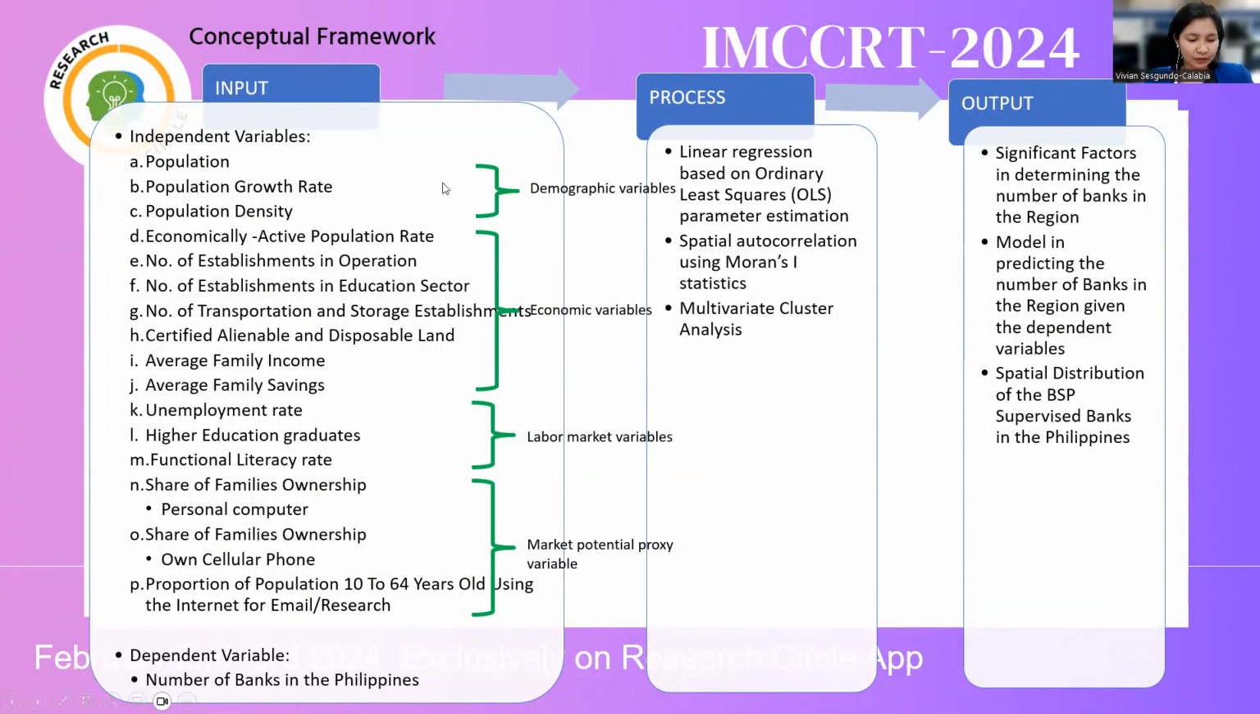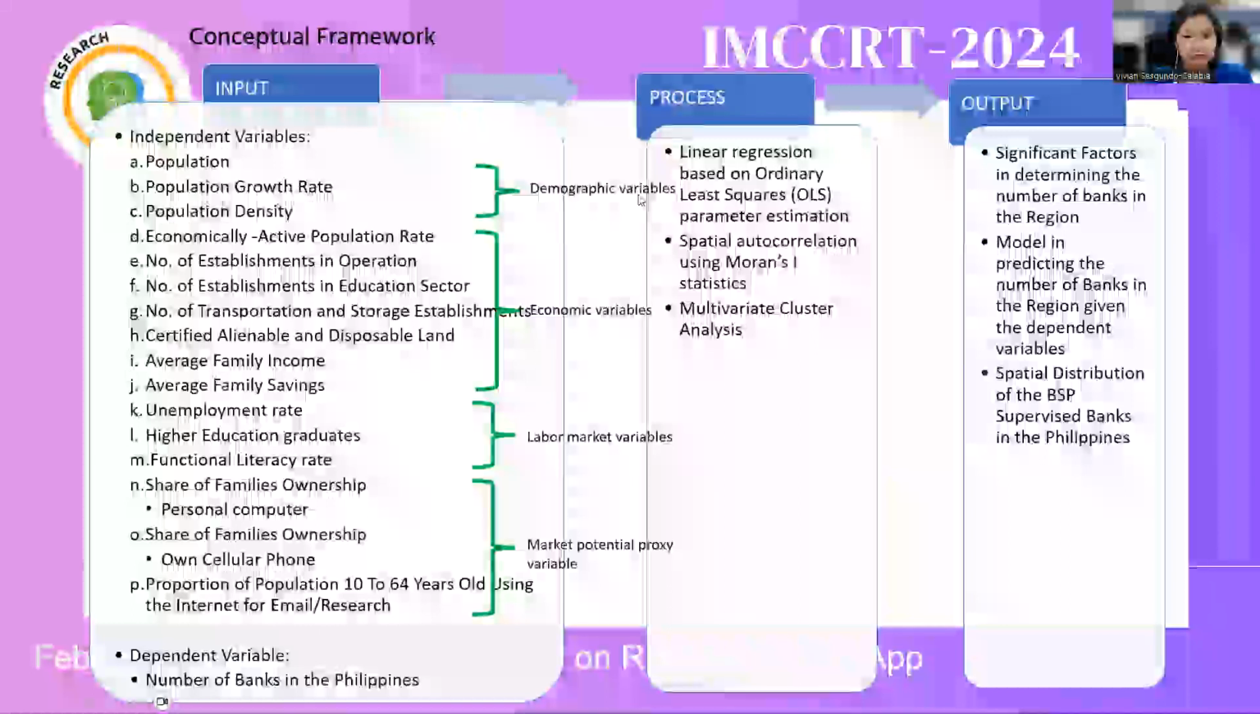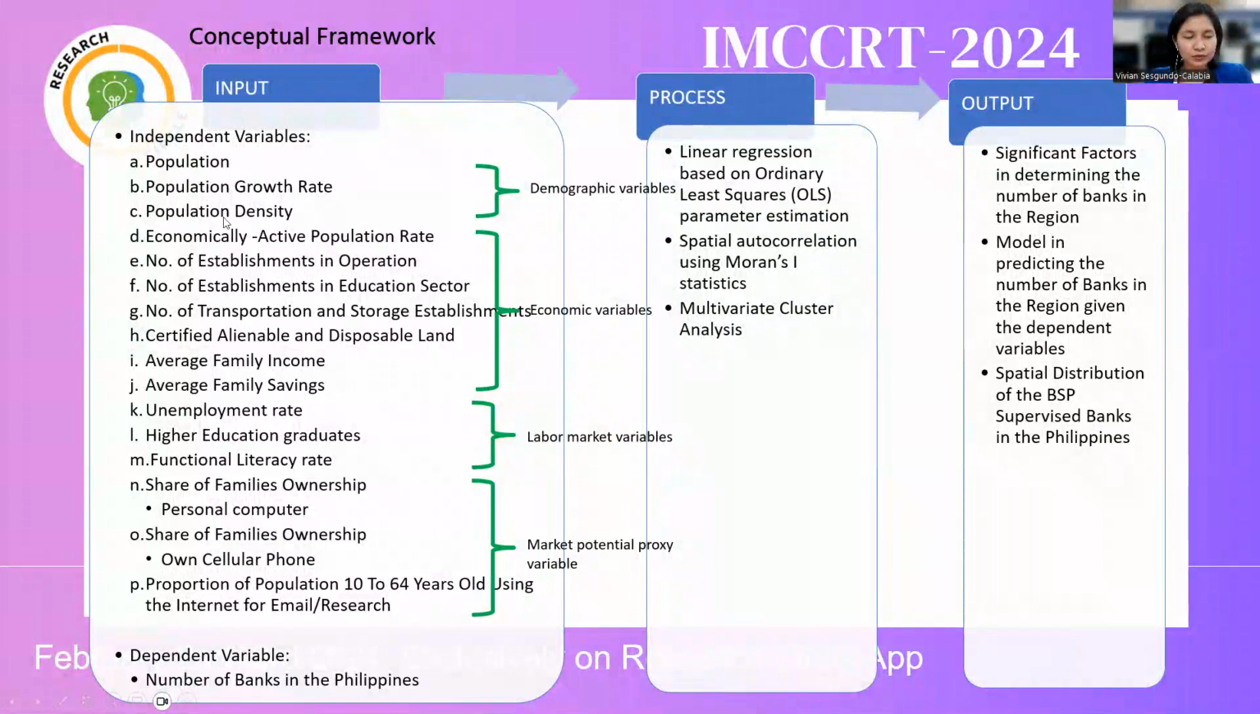For this study, the researcher opted to have one representative from each category of the variables. Let's say, for example, under demographic variables, we are going to choose which among these three demographic variables is a great factor in determining the number of banks in the Philippines.